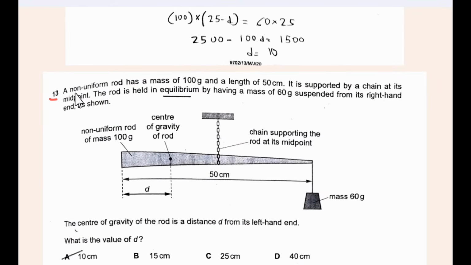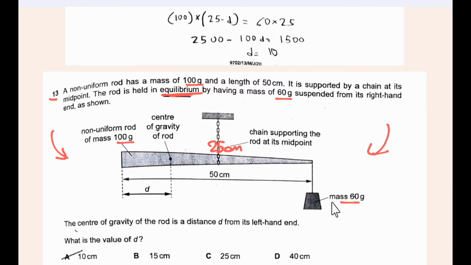In question number 13, a non-uniform rod has a mass of 100 gram. So this is the mass of the rod, and a length of 50 centimeter. So the total length is 50 centimeter, is supported by a chain at its midpoint. So the chain is at the midpoint, that means at approximately 25 cm. The rod is held in equilibrium, that means clockwise moment is equal to anti-clockwise moment, by having a mass of 60 grams suspended from the right hand end as shown.